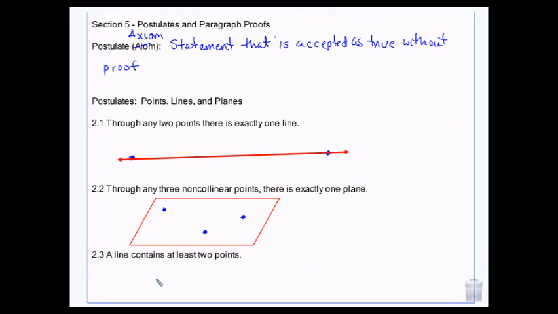Okay. A line contains at least 2 points. So if I have a line, there are going to be at least 2 points on it. If 2 points is what it takes to create a line, then the line has to have at least 2 points. So these two kind of go together. They're sort of backwards of each other.